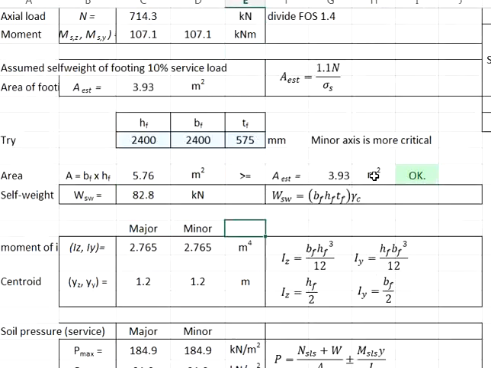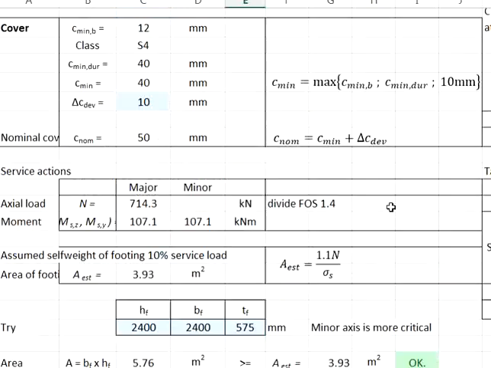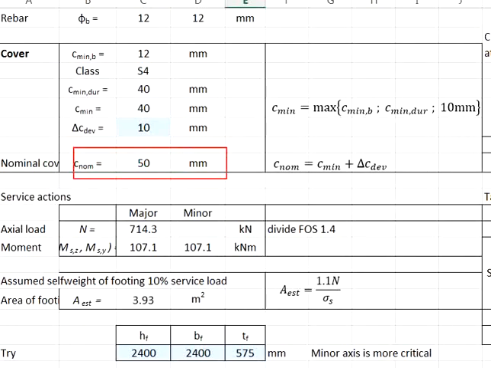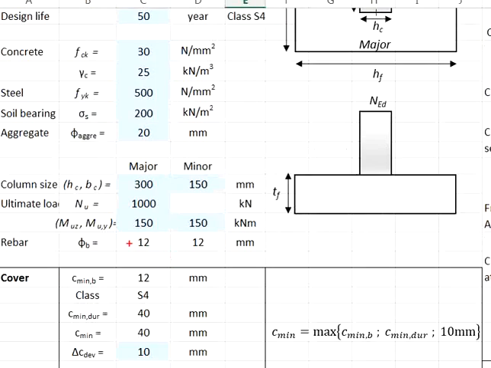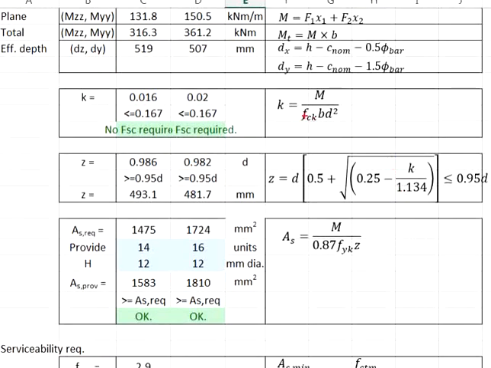In this case, the thickness of the pad footing is 575 mm. The calculated concrete cover is 50 mm, and the reinforcement in the major and the minor axis are both 12 mm. You will get the effective depth of 519 and 507 mm for the major and the minor axis. Next, you need to get the K.